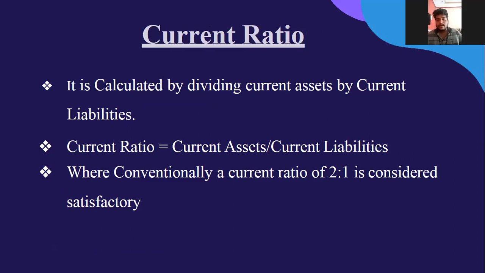Current ratio. It is calculated by dividing current assets by current liabilities. Current ratio is equal to current assets by current liabilities, where conventionally a current ratio of 2:1 is considered satisfactory.